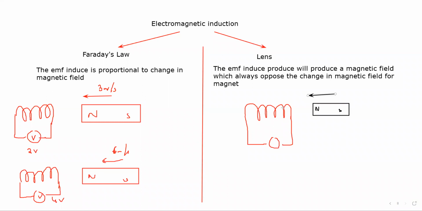Is it increasing for the wire or is it decreasing? What happened to the magnetic field for the wire? Is it increasing or decreasing as we move the magnet towards? So the magnetic field is increasing for the wire because more field lines can pass through. So if the magnetic field is increasing, according to Lenz's law, what will this wire try to do? It will try to oppose. So why?